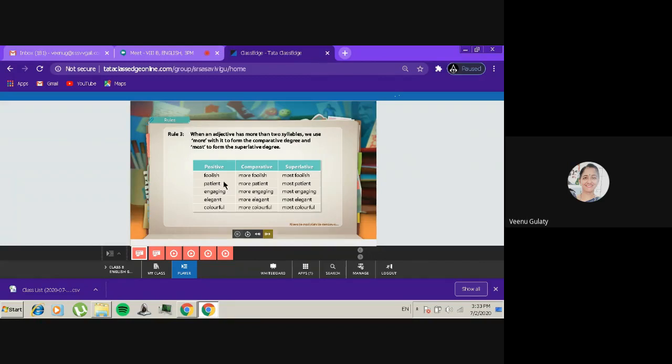Yes, Parth, can you just read it out? Yes, ma'am. These words: foolish, more foolish, most foolish; patient, more patient, most patient; engaging, more engaging, most engaging; elegant, more elegant, most elegant; colorful, more colorful, most colorful. Okay, good.